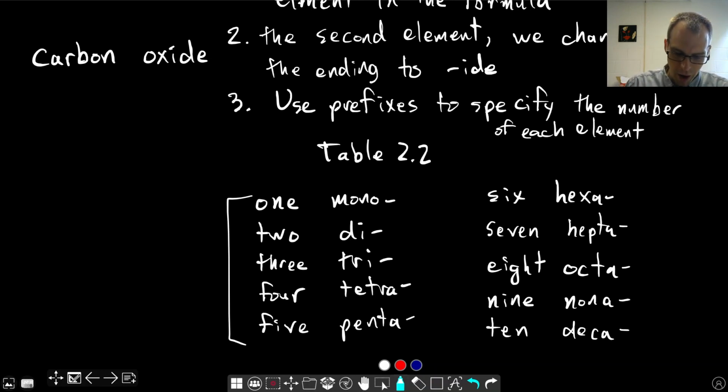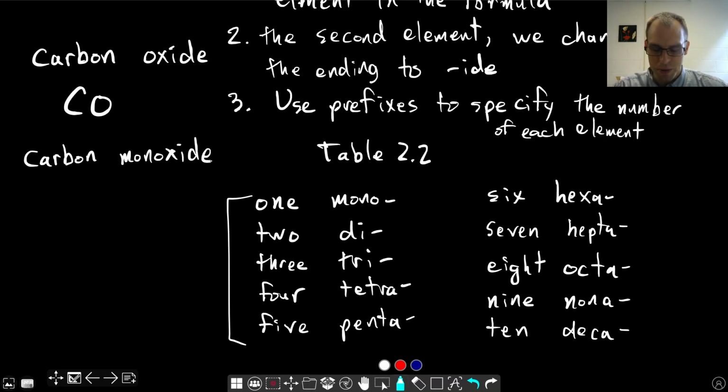Coming back to our carbon, we need to specify in the second element. In theory, we could say monocarbon monooxide. But in general, for the first element, if it's mono, we just leave off the prefix. So CO becomes carbon monoxide. And when there are two O's next to each other, we just drop one of the O's. So it doesn't become monooxide, it's just monoxide. Carbon monoxide is a poisonous gas that you've probably heard of before.